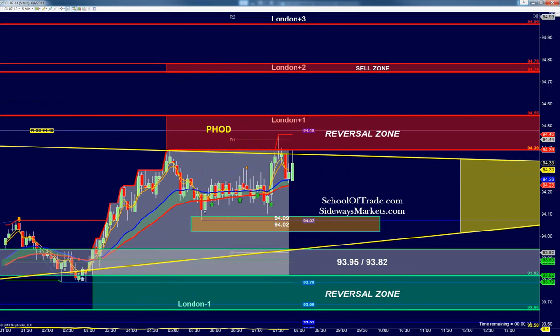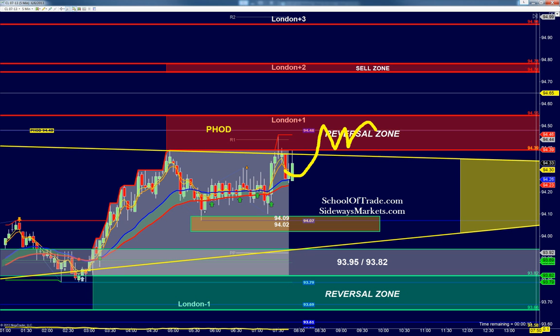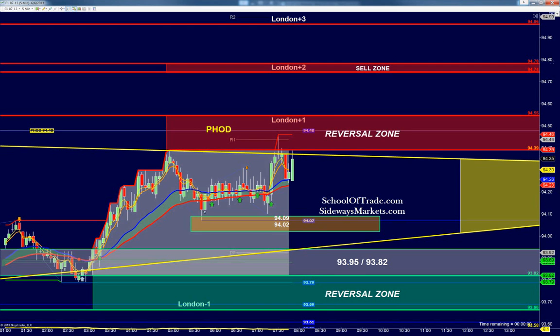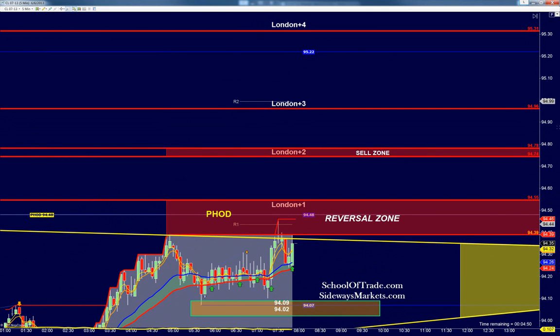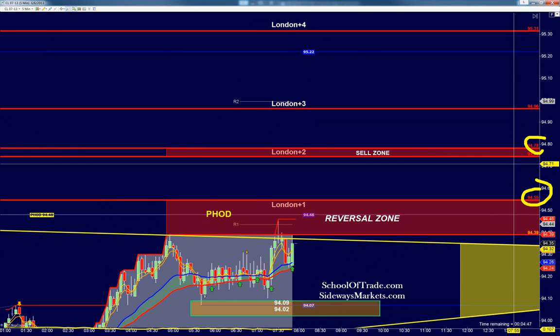On the way up, we have reversal zones above us. On the way up, I'll be looking for a reversal out of reversal zone number 1. I'll be looking for a reversal at 94.75, and at 94.96. I've got a level up top here as well at 95.31. So on the way up I've got 94.55, 94.78, 94.96, and 95.31. Those are my hot spots here this morning.